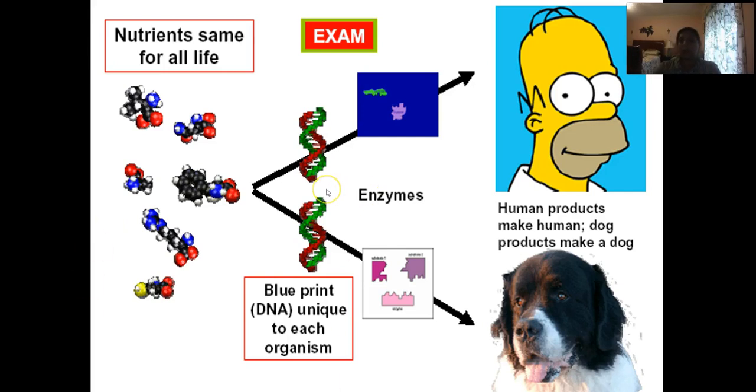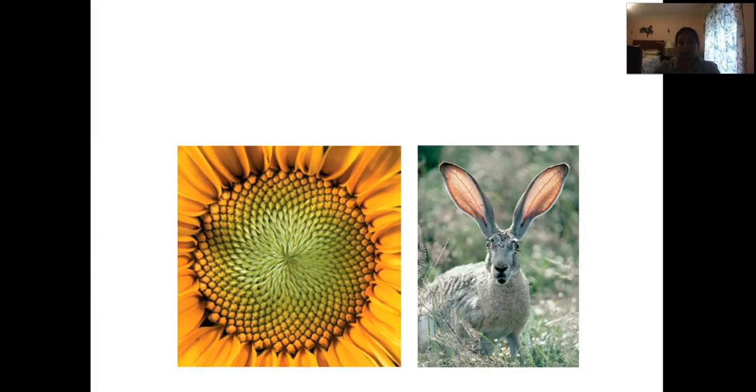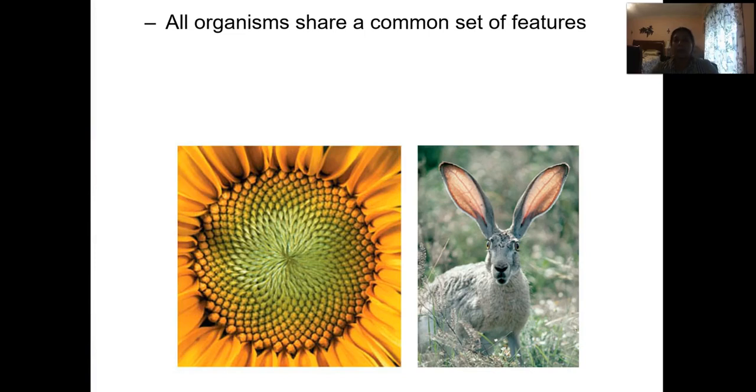However, what is unique is the blueprint, the DNA, the instructions that are present within that nucleus or within that nucleoid region that tell the cell what it is meant to be and what product it is going to be a part of. And these changes are done with the help of enzymes that help to get all the chemical reactions moving in the cell. So here you can see that all organisms share a common set of molecular features, even when they don't share a common set of physical, outward, macro features.